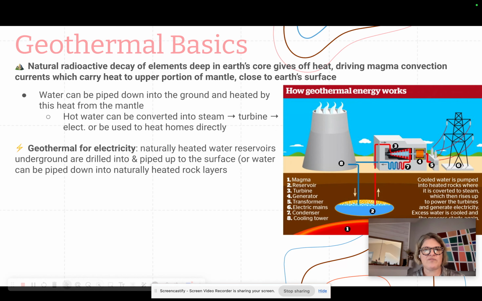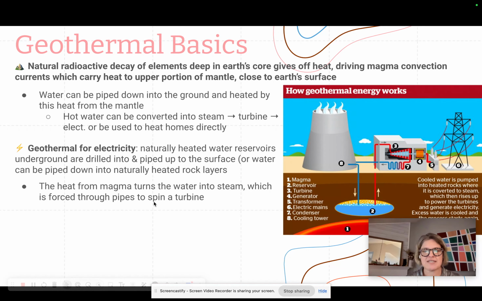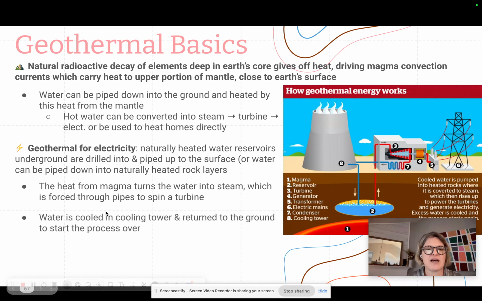We can also use geothermal for electrical production. Natural heated water reservoirs underground are drilled into and then piped up to the surface, or water can be piped down into naturally heated rock layers. One of those two things can happen: either pump the hot water up, or pump the water down and heat it up. The heat from the magma turns the water into steam, and then that steam is forced through pipes to spin that turbine.